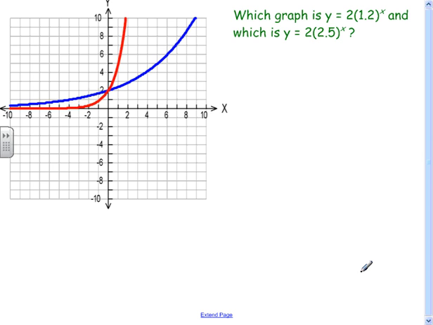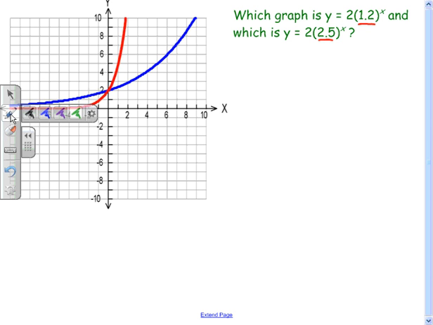Here we want to find out which equation corresponds to which graph. Notice first of all that these both have a y-intercept of 2. That corresponds to this point on the graph. That is not going to help us solve our problem, but it is interesting. We'll need to use the growth factor.